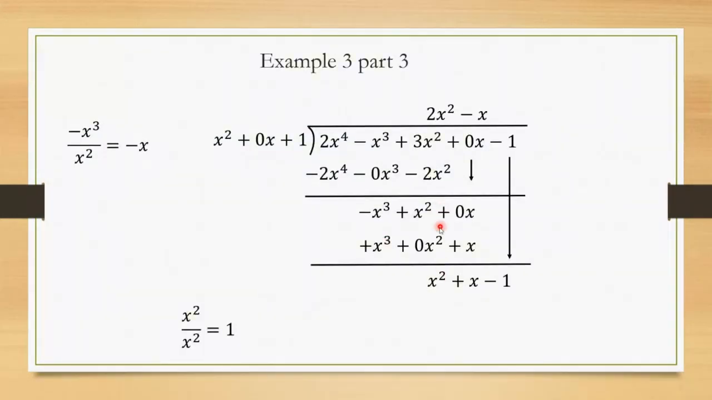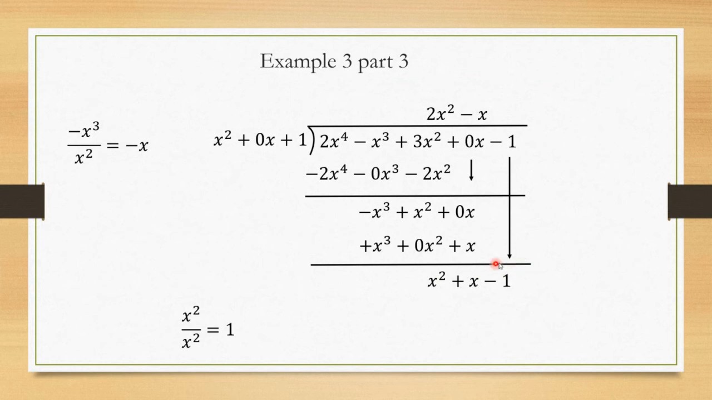So we get the negative x cubed plus x cubed, that's gone. X squared plus 0x squared, that's just x squared. 0x plus x is just x. This minus 1, we're going to bring that down here. So now we bring down the negative 1, okay?